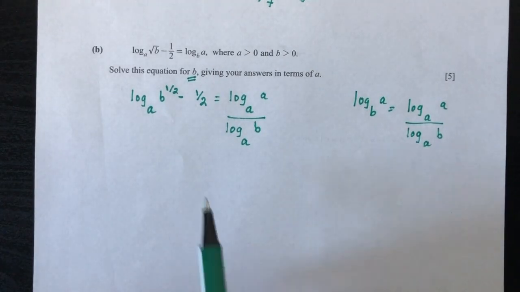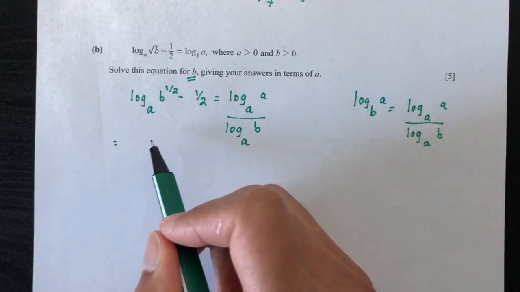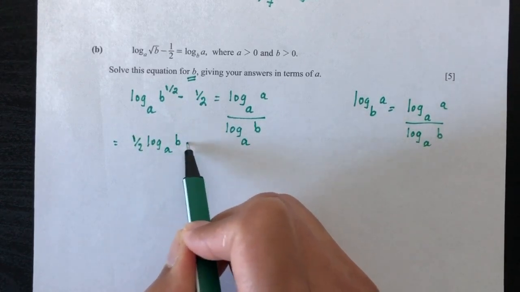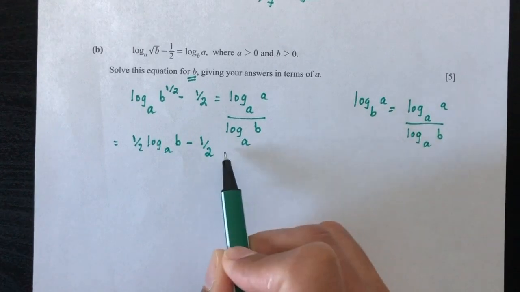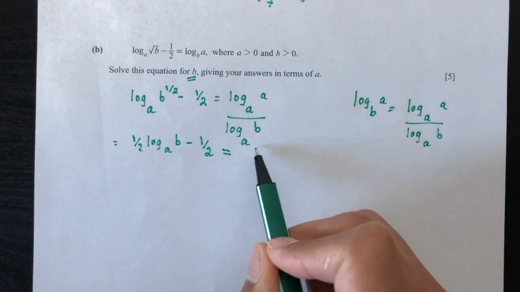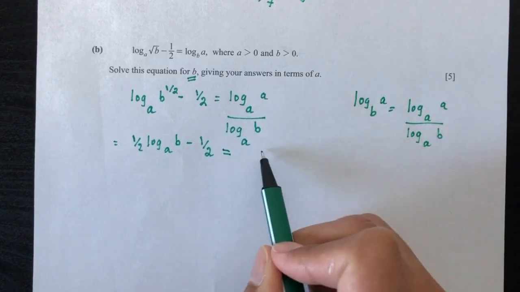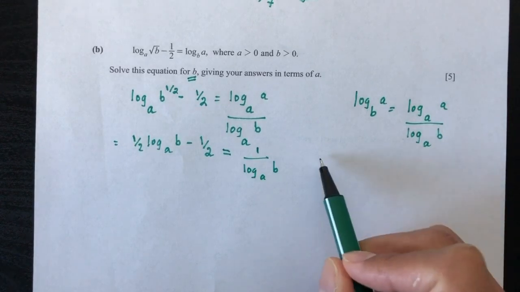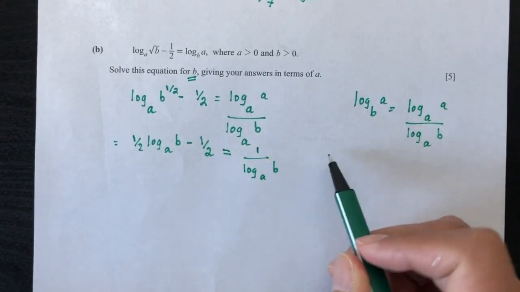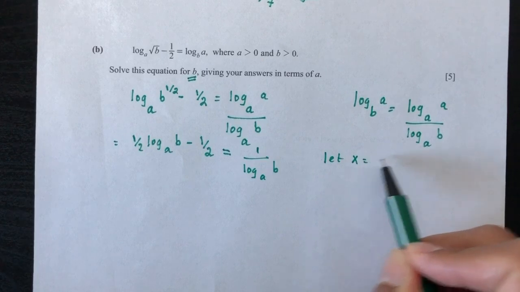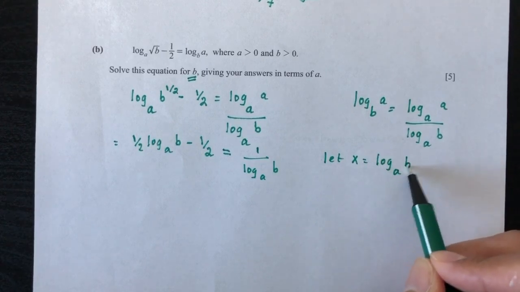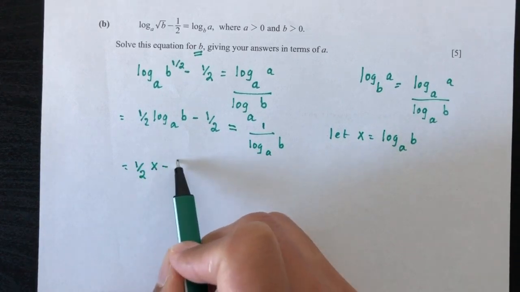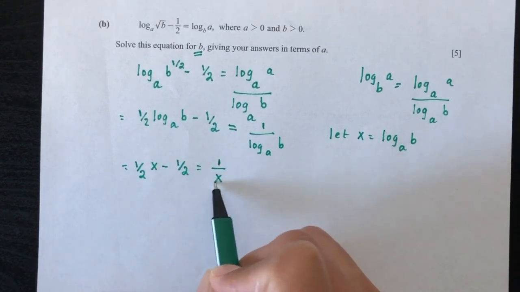Now what we can do is send this half to the front. You will have half of log of a b minus half equal to this thing right here, which is log of a is equal to 1 and divide by log of a b. So let's replace this. This is kind of confusing. Let x equal to log of base a b. So if you replace this, you will have half x minus half equal to 1 over x.